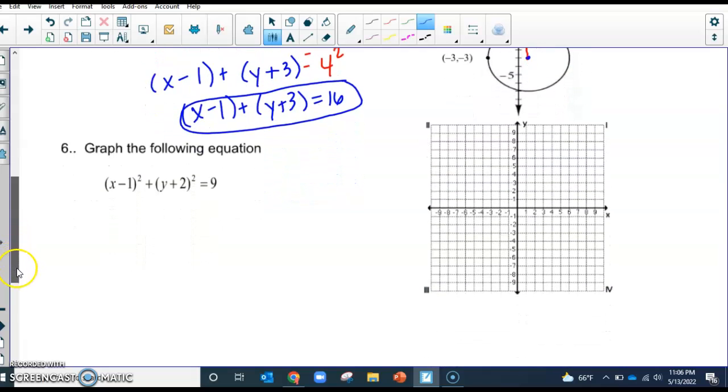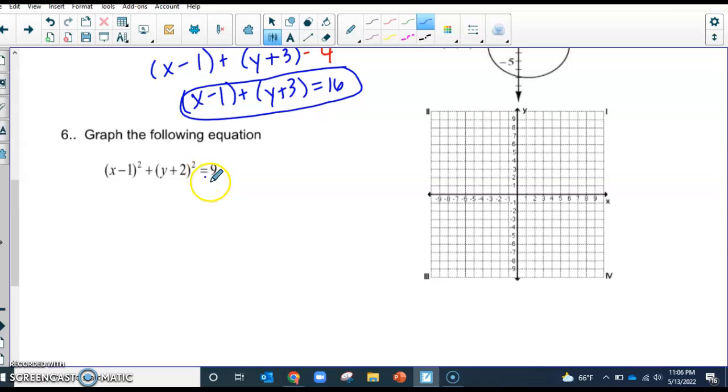The last thing we're asked to do here is graph our equation. Remember, I need to take the square root of this to be able to get my radius. So my radius equals 3. And then I want to change the signs of this. So my center, my HK, which is my center point, is going to be positive 1, negative 2. So to graph this, positive 1, negative 2, and then a radius of 3. 1, 2, 3, and so on in each direction, and then I can connect my lines to make my circle.